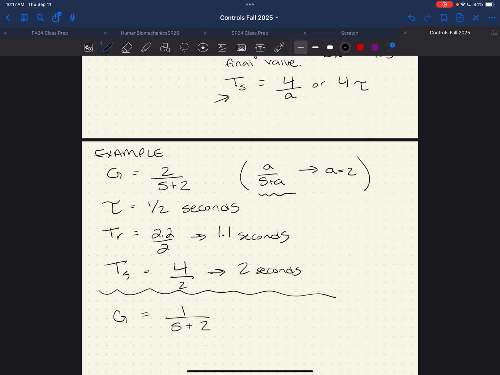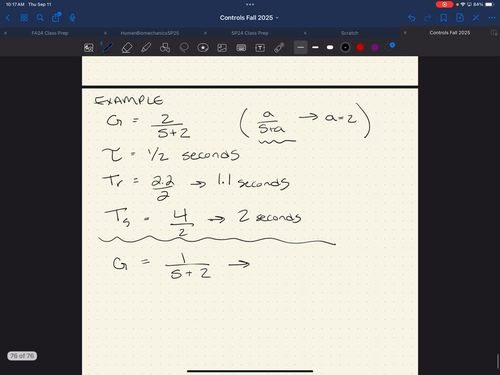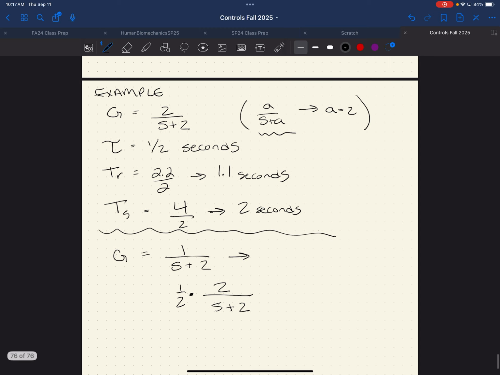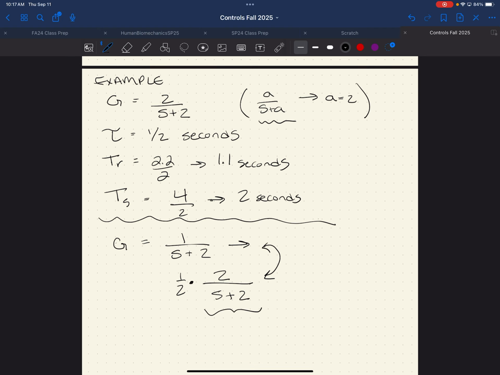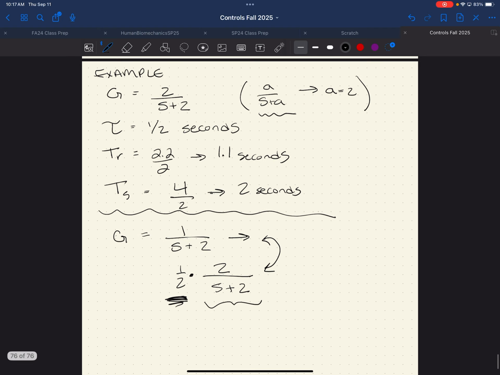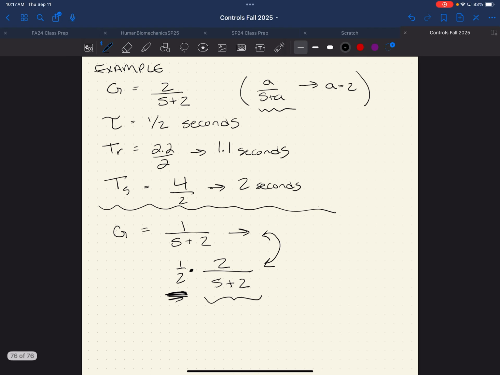I'm going to multiply by 1/2. I can say, let's do 1/2 times 2 over S plus 2. Is that the same thing? Yeah, they're the same thing. Now this one looks like the form I'm used to seeing. I have the A over S plus A, but I've multiplied by a constant 1/2. It doesn't change any of my time properties. Doesn't change how fast things happen. It just changes where I settle at.